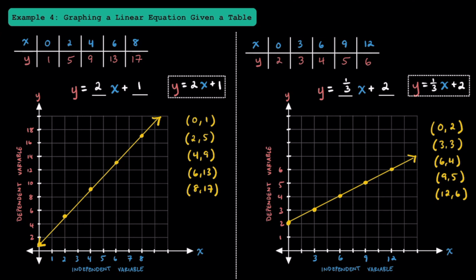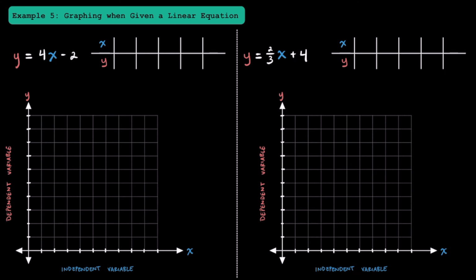The key takeaways for this example are to make sure that you space out your numbers appropriately along the x and y axis, use the numbers in the tables to create ordered pairs, and make sure you get a straight line when you're done. In this example, let's practice graphing when we're given the linear equation.